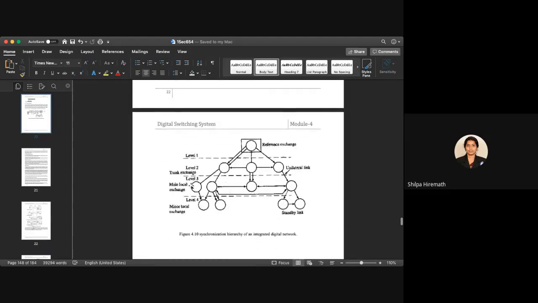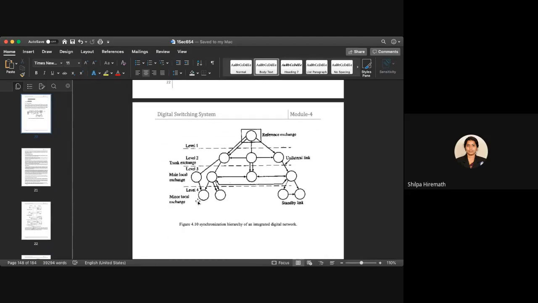So this you can just look over. If you just briefly look over this, then you can make out that this diagram is nothing but the National Telecommunication Network, or say the PSTN network. Yes, so this introduces a synchronization system. So this is level 1, level 2, level 3, and level 4. There it is just mentioning which type of exchange it is: trunk, main local exchange, minor local exchange.